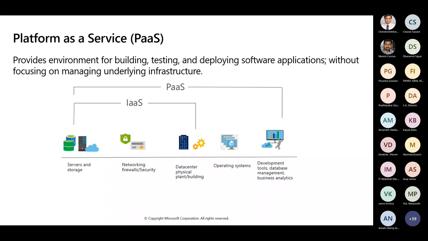Platform as a service. Here, you are not offered machines, but you are offered some service, for example, a database service. Now, a database needs a machine, but you don't have to bother which machine. You can simply request that you need a database, you need a Cosmos DB.